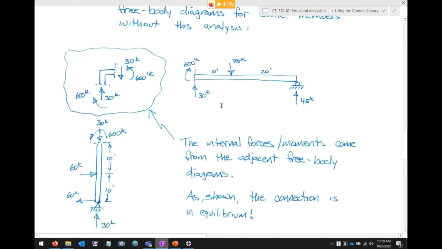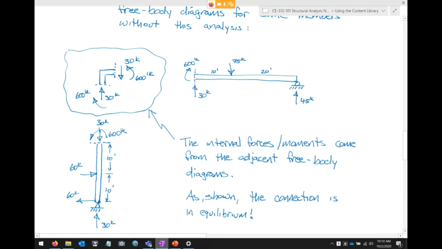And so what I did here is I just redrew all of the free body diagrams that I had just derived, and then I used the equal and opposite. So for example, if I look at the beam, this is 600 foot kips, clockwise. So this has to be 600 foot kips counterclockwise. If this is 30 kips going up, then this has to be 30 kips going down. I use that equal and opposite thing on this end, and do the same thing with these forces, equal and opposite.